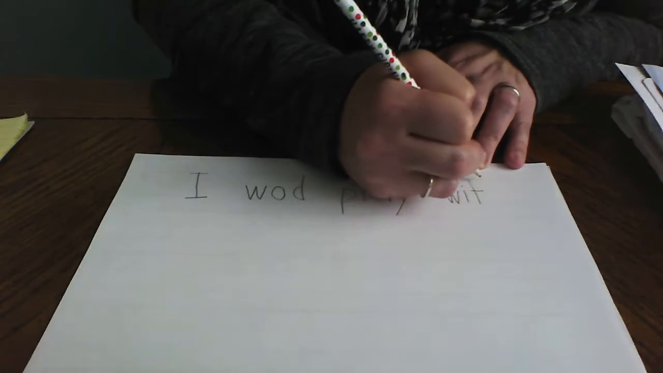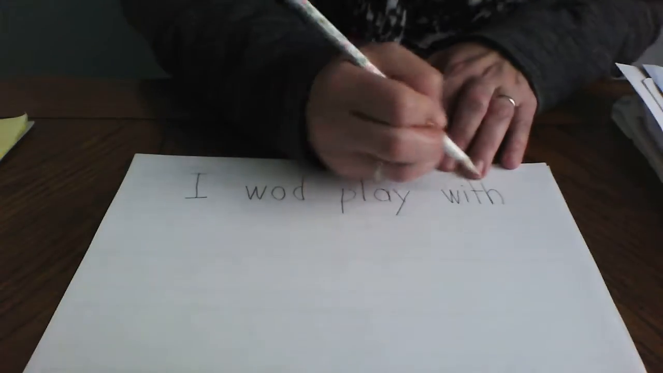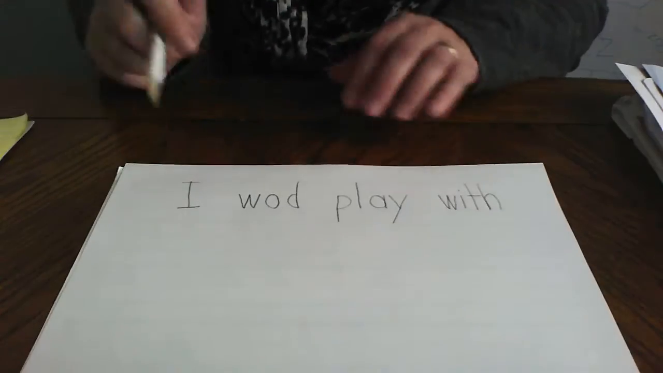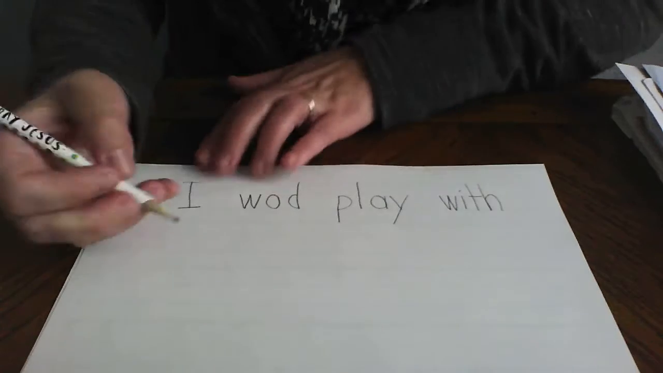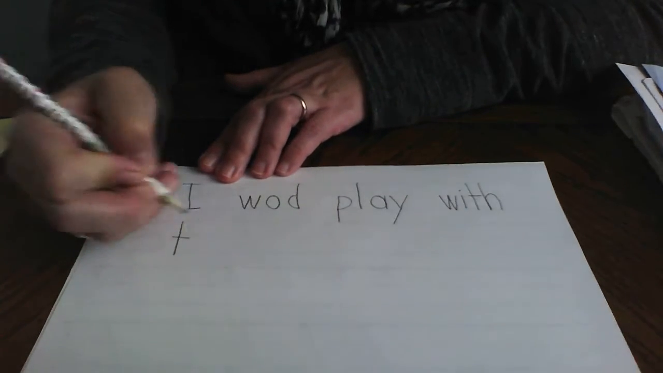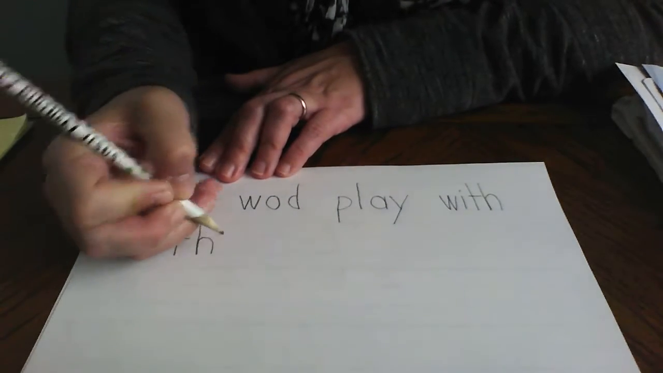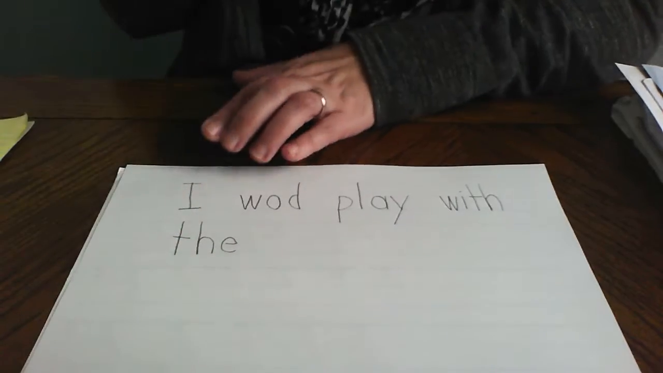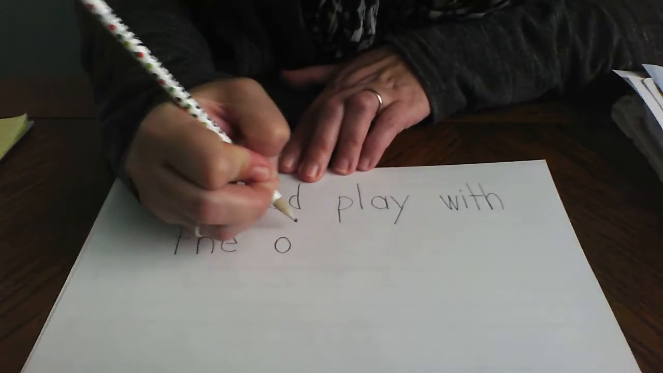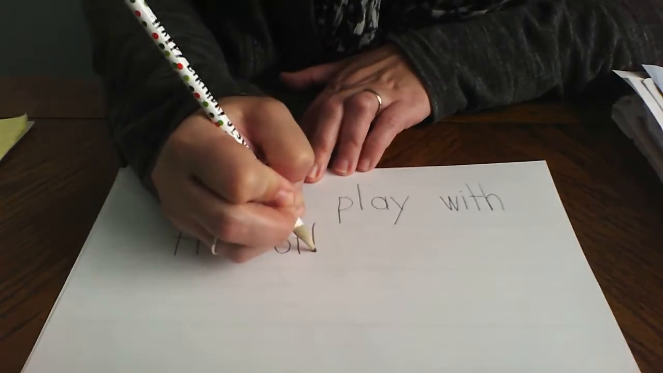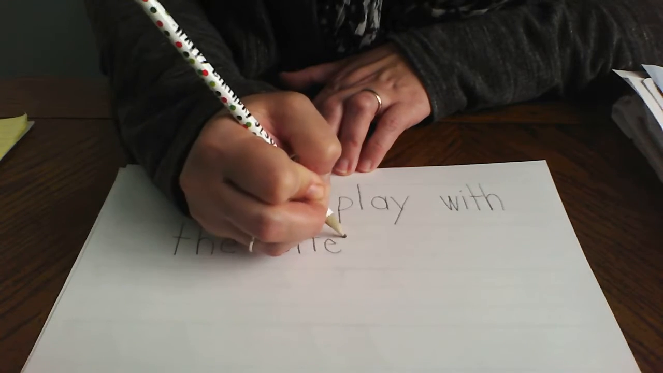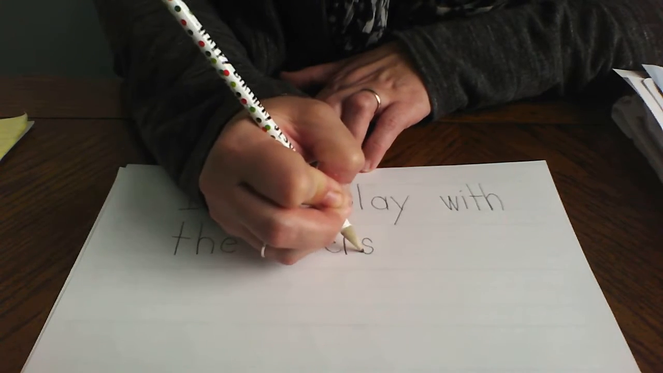And Mrs. Castellano knows how to spell with, but sometimes kindergartners put an F there, and that's okay. I would play with the. I know how to spell the, kindergarten, right? Because it's a sight word. I would play with the otters. Mrs. Castellano really likes otters. I don't think they would play with me, but there you go.